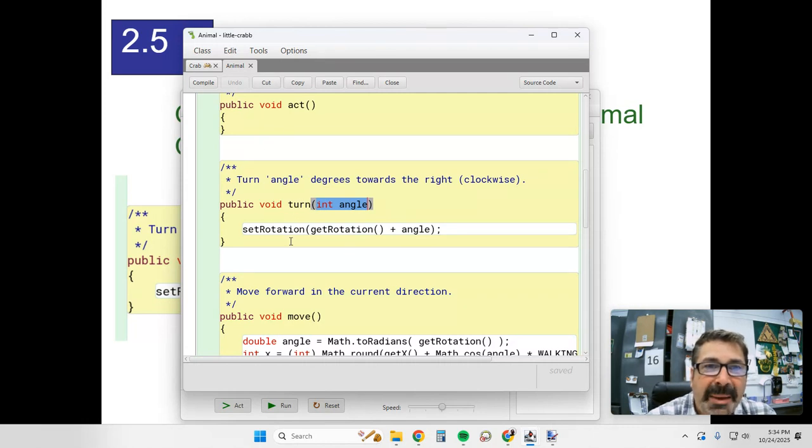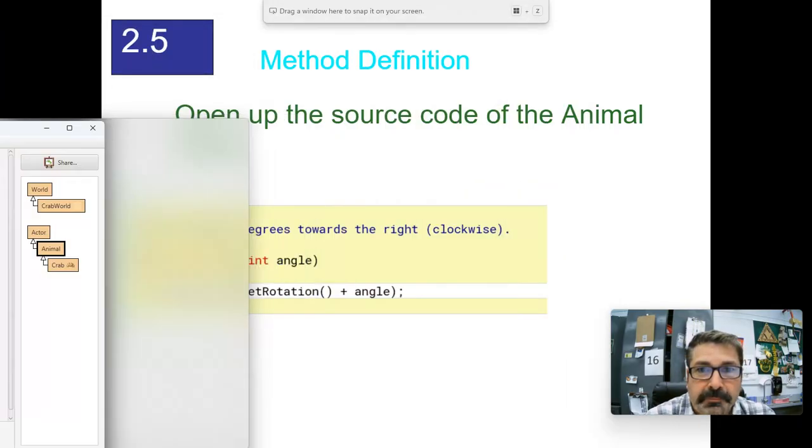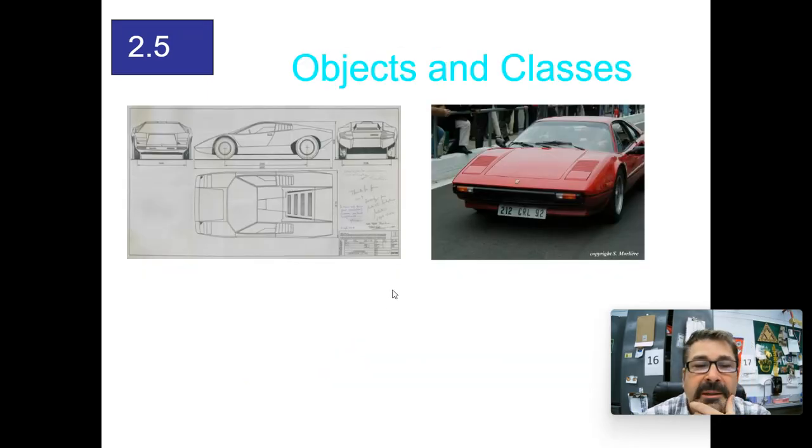This is called a method definition. We're teaching it to do something new. So write that down on your handout. A method definition teaches the object to do something new. Write that down.